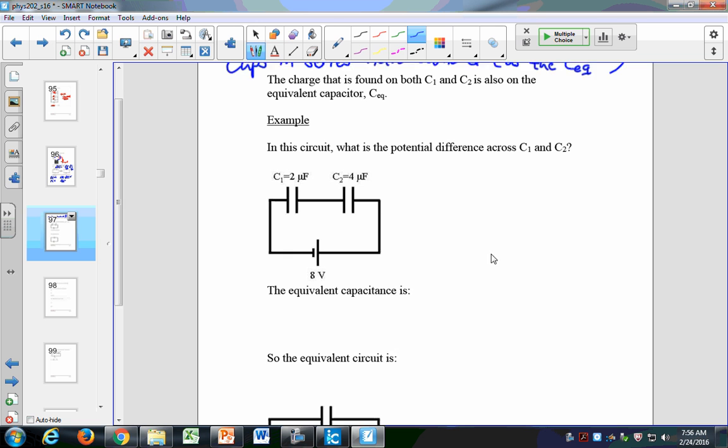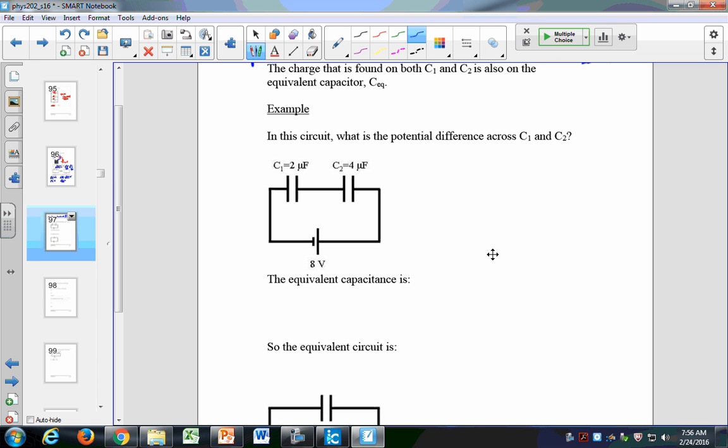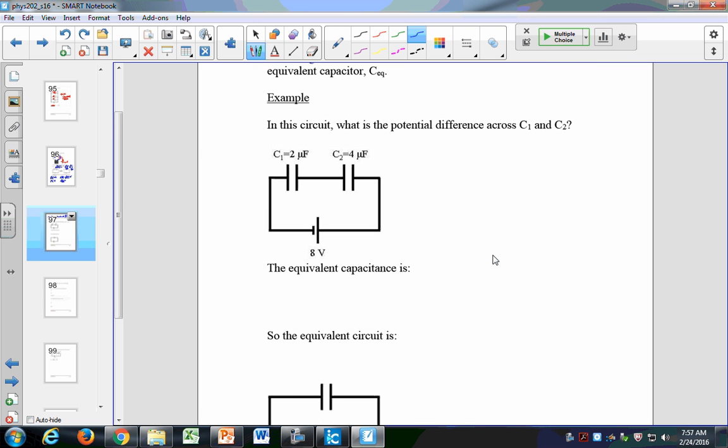So let's consider this circuit. I have 2 capacitors, and I want to know what is the potential difference across C1 and C2. C1 is 2 microfarads, C2 is 4 microfarads. Now, let me first off just show you a little trick. Oh no, this one isn't a very good one. I'll show you another trick with another one later. Oh, now let's make this, instead of 8 volts, and I'll show you a trick. Let's make this 12 volts.